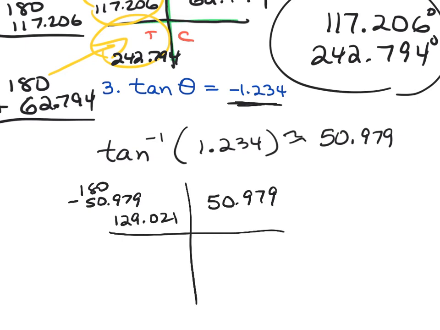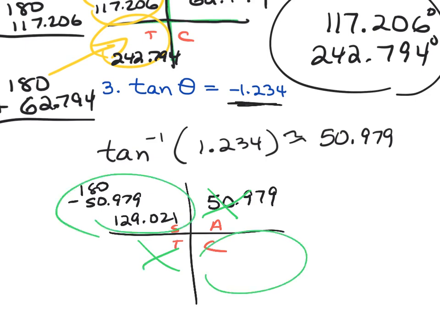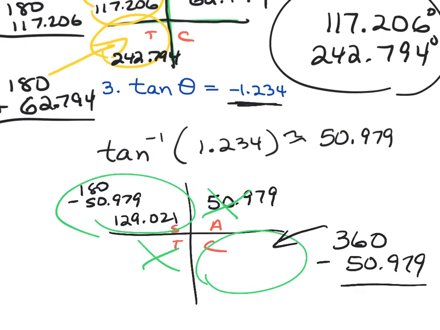129.021. Now, really what I need to do here is figure out which ones I need to calculate. I don't need to do all 4. So I was looking for tangent to be negative, so all students take calculus. The only ones I need to figure out are this one and this one. So to get this answer, I'm doing 360 minus the 50.979. And then my answer will be 309.021.